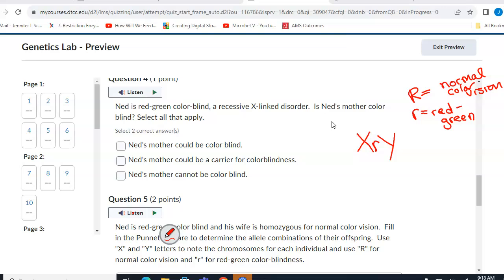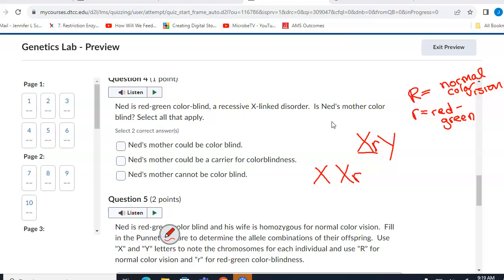So it says, is Ned's mother colorblind? Ned's mother has to be female, right? So there will be two X's for her. We know that the X for Ned had to have come from his mother. The Y would have come from the father. So we know his mother must have that recessive allele for color blindness.